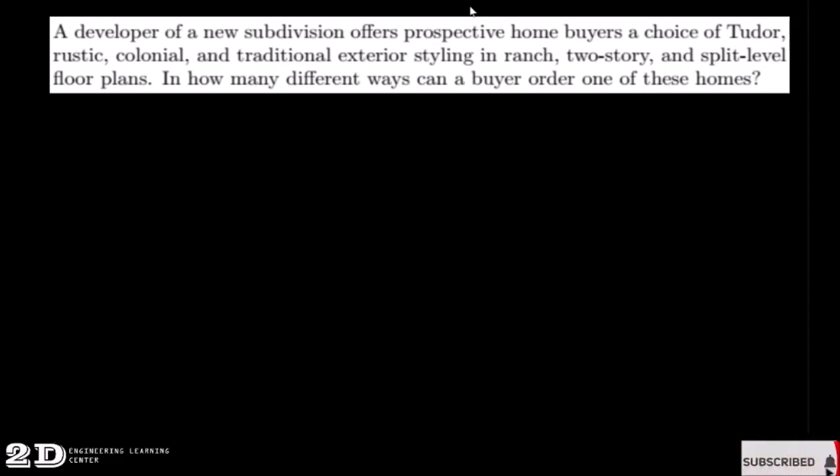Okay, so basically we are in the business of real estate, no? The problem states that a buyer could choose exterior styling. It's not two but four types of exterior styling: Tudor, rustic, colonial, and traditional. Those styles could be applied if the buyer will buy a ranch, a two-story, or a split-level floor plan. So we are going to get in how many ways a single buyer can choose.